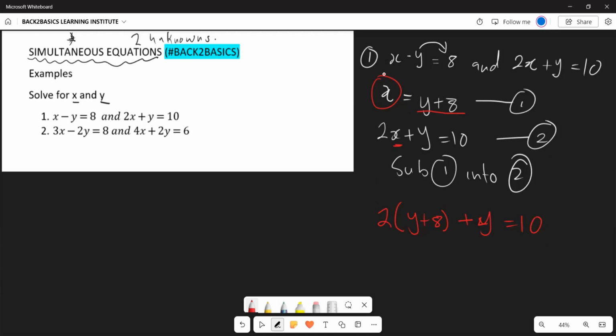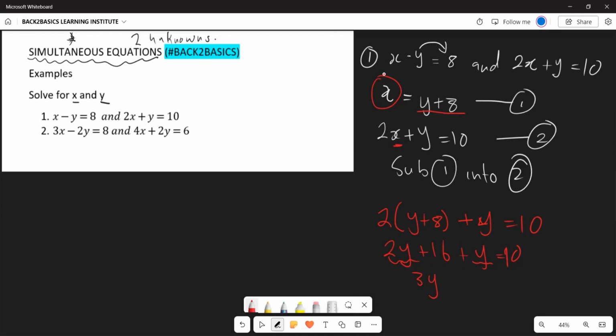Now what are you going to have here? You're going to multiply. This is going to be 2y plus 8 multiplied by 2, which is 16. Then you're going to have 16 plus y, which is equal to 10. Then you're going to group the like terms. So you have 2y plus y, and this is going to give you 3y.